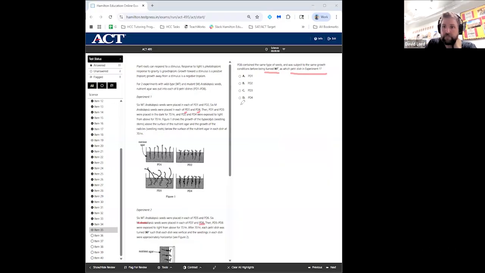So the answer should have been PD4. So definitely reading about the experimental design is how we can answer that question quickly.